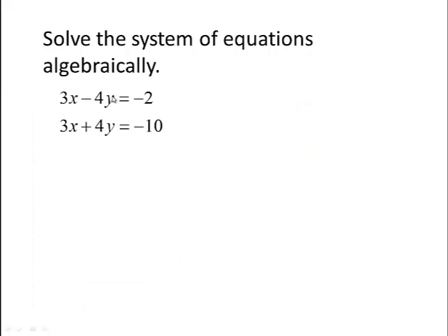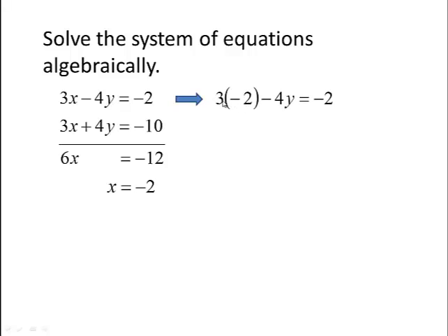Solving this system of equations by elimination, I can add these two equations together and eliminate the y's, and I get 3x is equal to -12. And dividing both sides by 6, I get x is equal to -2. Putting the -2 back into any one of these, and I'm going to use this top one.